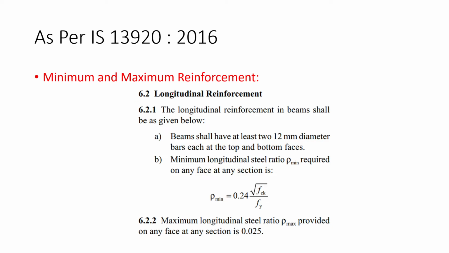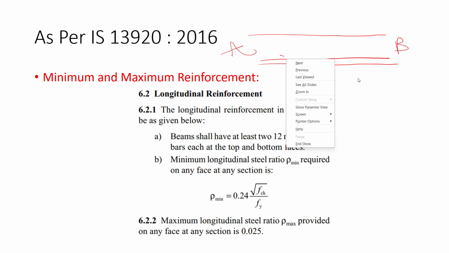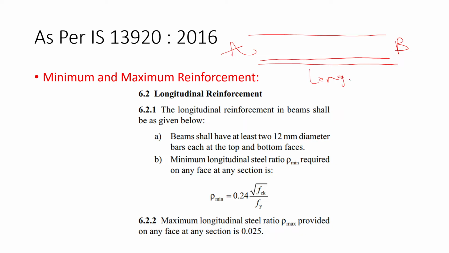Now, in longitudinal reinforcement, this is our beam, this is end A, this is end B. Whatever horizontal reinforcement is there is nothing but longitudinal reinforcement. In this particular clause, they have given the requirement for minimum and maximum reinforcement. Let's see.